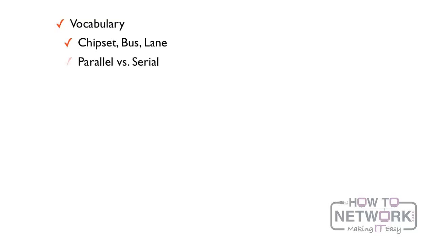We're also going to talk about parallel versus serial communication, which are two types of communication that occur in just about every type of electronics. And we're going to see this come up over and over again, not only when we're talking about motherboards, but when we get into networking as well.